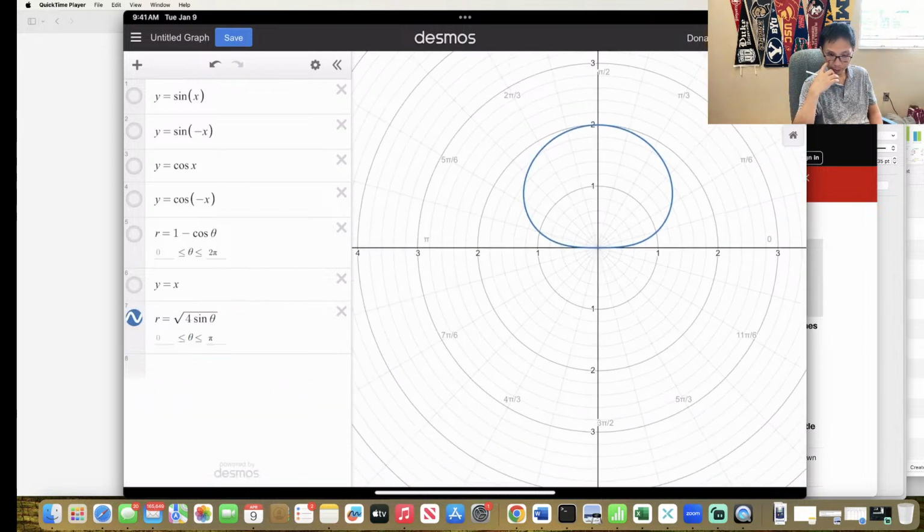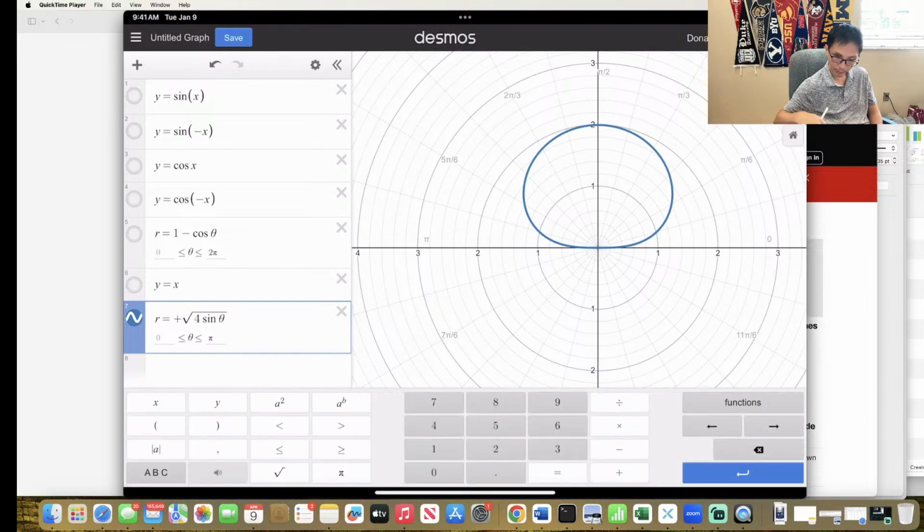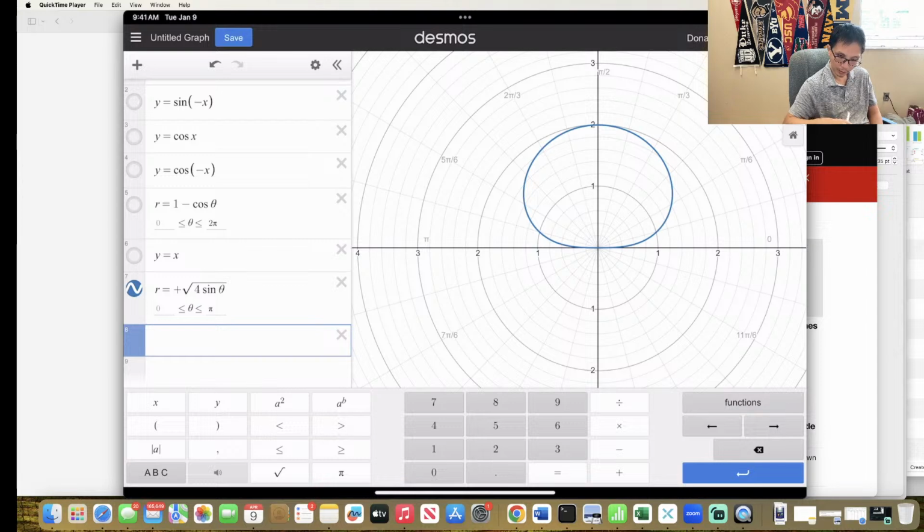R squared is plus minus. So it's plus minus. Let me see if I do that, it'll work. Maybe it doesn't work.